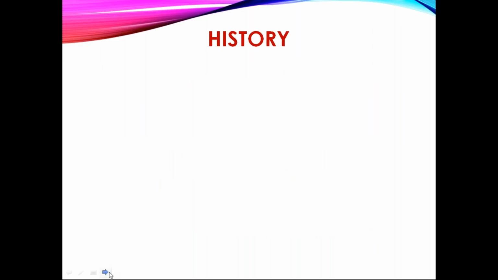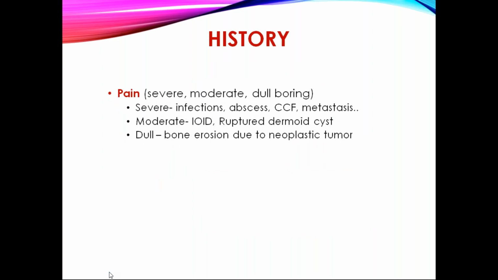So what are the important aspects in history you have to take? In history, you have to identify whether the patient is having pain or not. How is the pain? Whether it is severe pain, moderate pain, dull or boring pain. So for example, if patient is having orbital cellulitis, orbital cellulitis is nothing but infection of the orbit, when there is forward protrusion of the eyeball. So the pain is usually very severe.